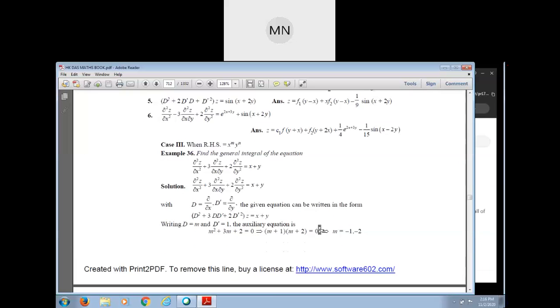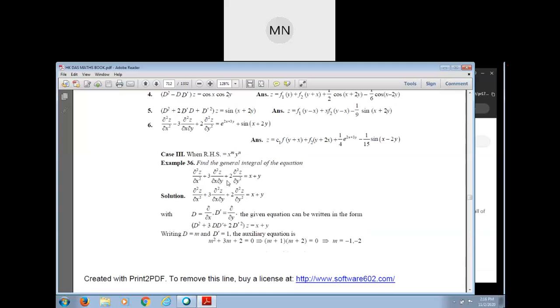Find the general integral of this equation. Here f of x, y is x plus y, like x power m y power n. For this type of equation, I think all of you can find the CF part. For the CF part, first you have to find the auxiliary equation.